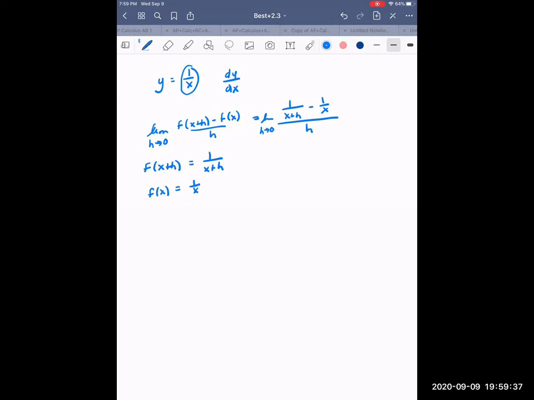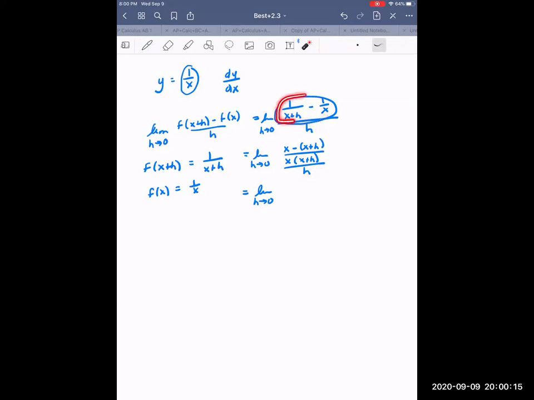And now what I'm going to have to do is get on top here a common denominator, right? And that's easy enough. It's x minus x plus h quantity over x times x plus h all over h, and the limit as h approaches 0. You better brush up on those algebra skills. All I do to get a real quick common denominator is cross multiply, and then my common denominator will be this denominator times that denominator.